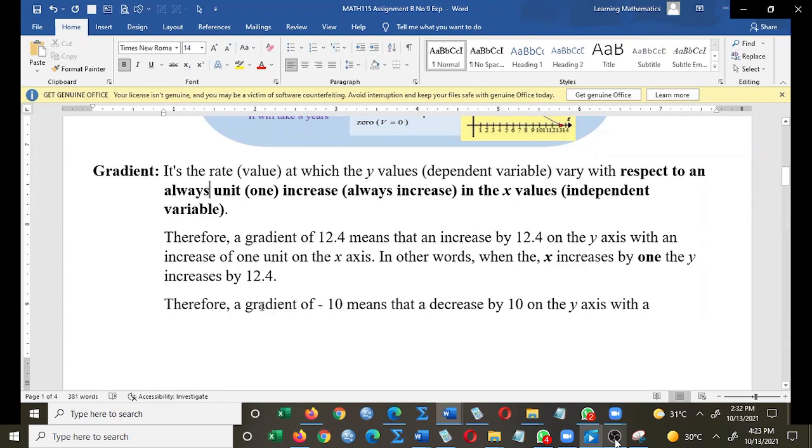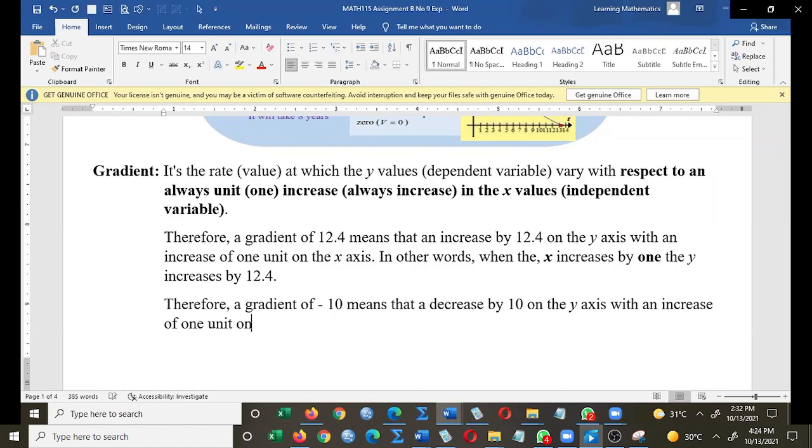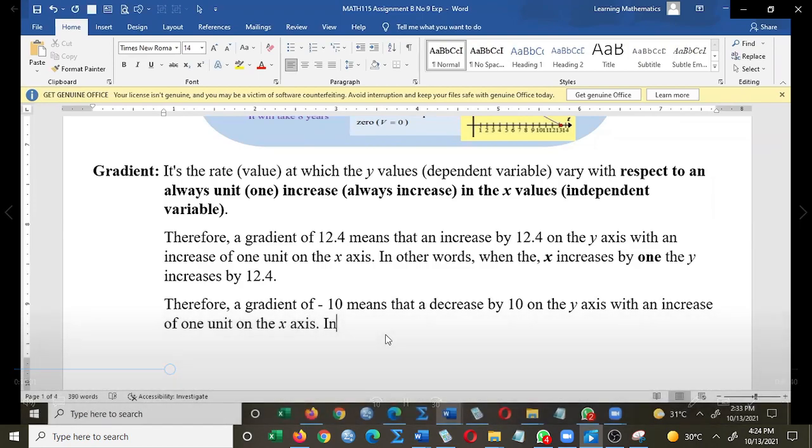Let's complete that. Therefore, a gradient of -10 means a decrease by 10 on the y-axis, with an increase of 1 unit on the x-axis. Always 1 positive unit on the x-axis.